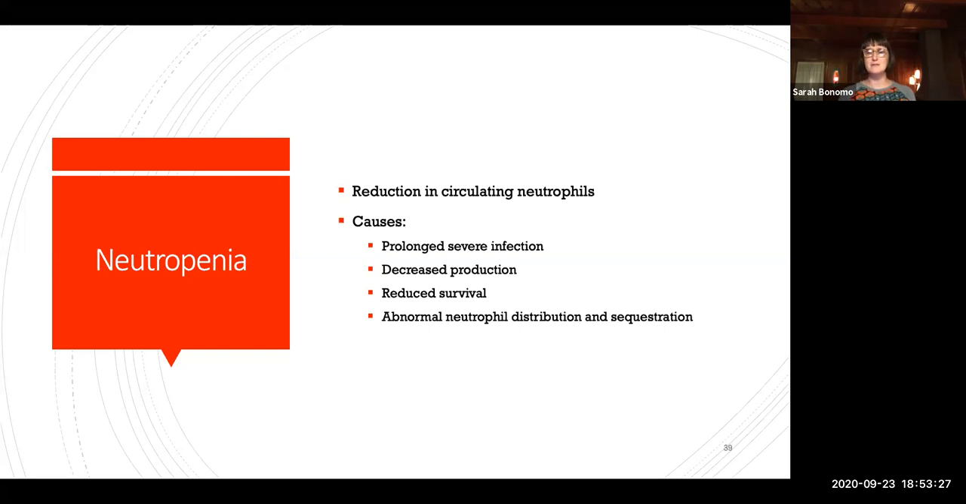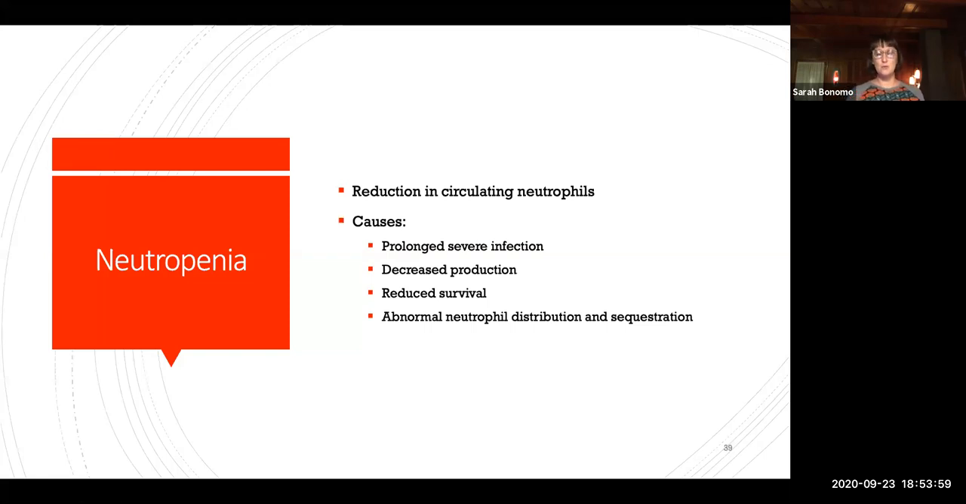There's lots of disease processes that can result in a reduction in the number of circulating neutrophils. We can also cause it to happen by giving certain types of medications that suppress the bone marrow. Neutropenia can be caused by a long course of a severe infection. It can be caused by decreased production of cells. It can be caused by reduced survival of those cells. So if they're getting lysed for some reason, we would see neutropenia.